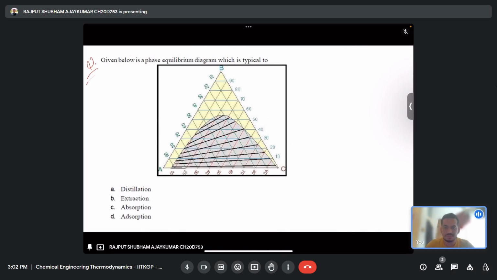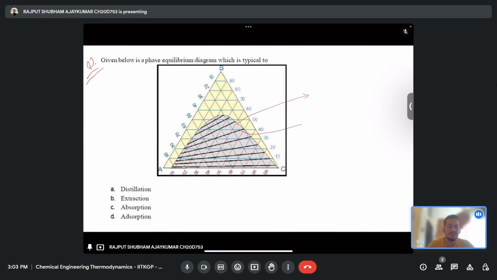So the first question is, given below is a phase equilibrium diagram which is typical to... Now, if you have gone through the lecture notes and the live interactive sessions, I've already explained what this diagram corresponds to. So A, B, C correspond to the three different components in the mixture. They might be miscible or immiscible with each other. Like A and B form an immiscible mixture, and A and C form a miscible mixture, but the others are immiscible in each other. But if you see this curve and the lines between it, they have different meanings.